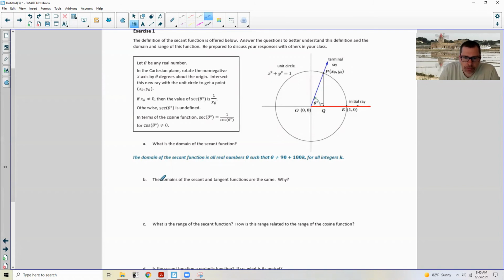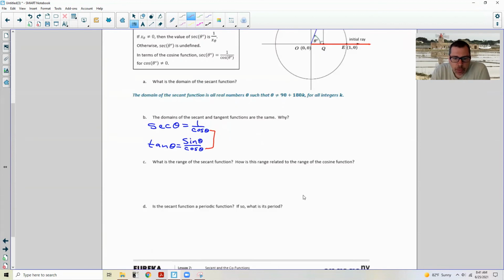Secant, as we look here, secant theta equals 1 over the cosine of theta. Tangent of theta is sine theta divided by cosine of theta. And as you can see, cosine is in the denominator of both, and cosine can't be 0.